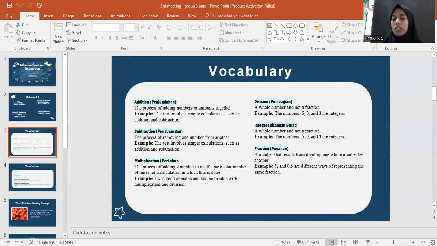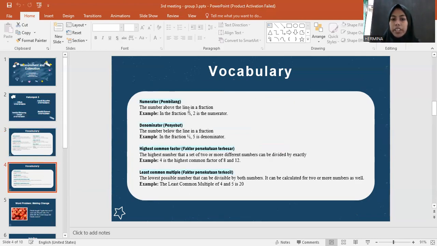The next one is integer, or we call it bilangan bulat in Indonesian language. What is an integer? An integer is a whole number and not a fraction. Example: the numbers -5, 0, and 3 are integers. Next is fraction, or we call it pecahan in Indonesian language. A fraction or pecahan is a number that results from dividing one whole number by another. Example: 1 over 2, or 1/2, and 0.5 are different ways of representing the same fraction.